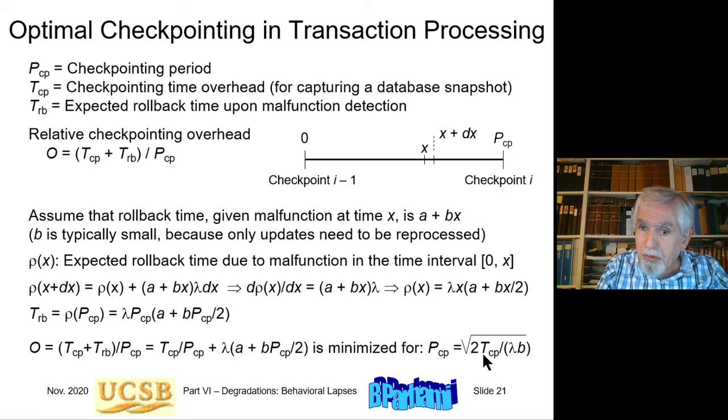Square root of 2 TCP divided by lambda b. Again, you see that this interval is directly proportional to TCP. In other words, how much overhead I have at the checkpoint. The more overhead I have, the larger this optimal interval. It is inversely proportional to lambda and inversely proportional to this coefficient b.